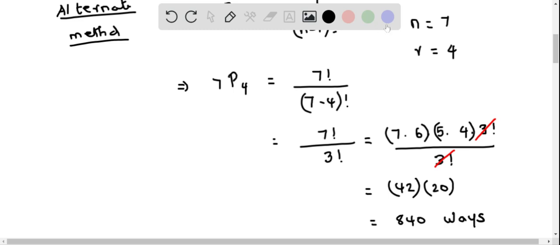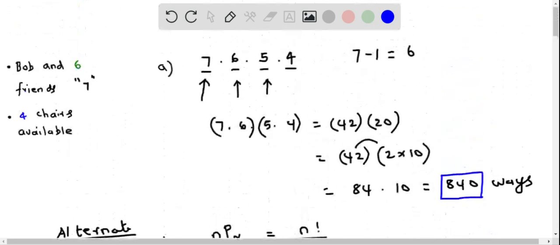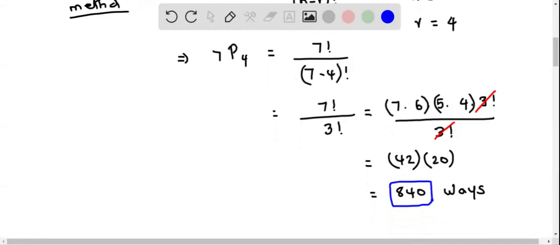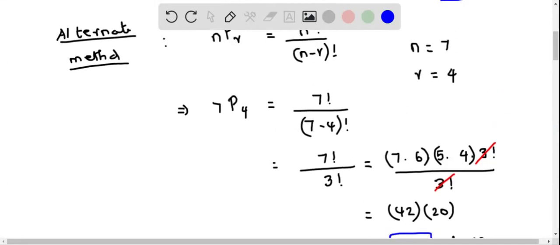So we obtain the same result when we did it by the formula method as well. This is 840 ways, the same as we did in the first method. So there are 840 ways that the group can sit in four chairs.